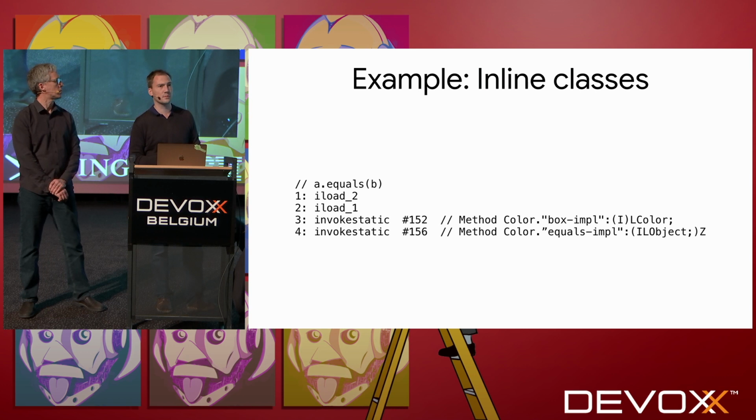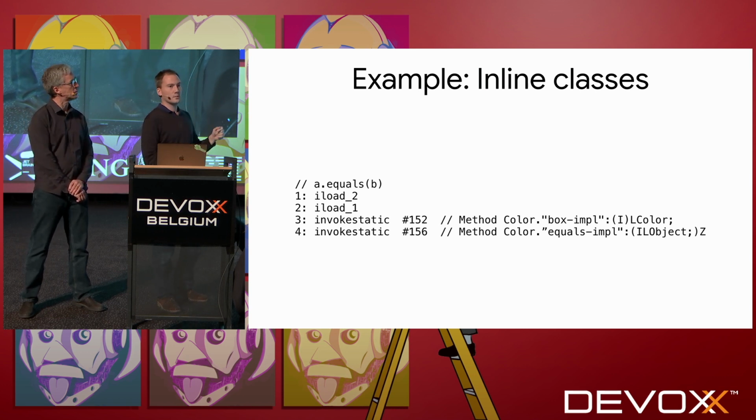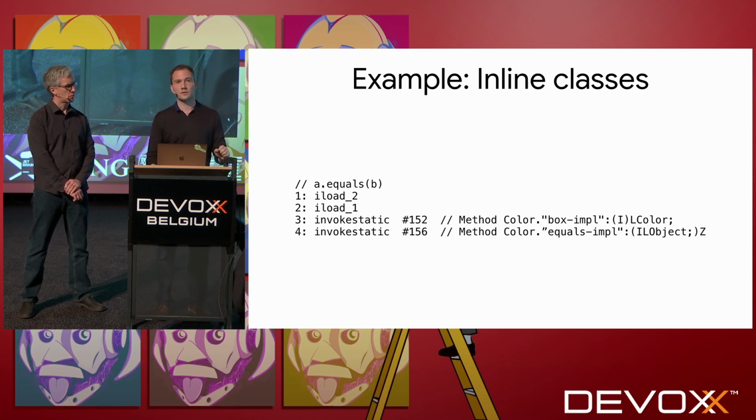If you call dot equals by hand, it's going to load the first variable. It's not going to box it, but it's going to box the second one, and it's going to call this equals-impl static function that can compare an integer with an instance of the color class.